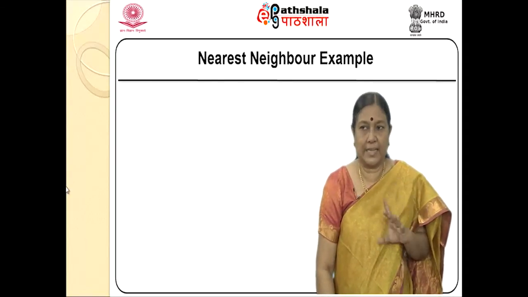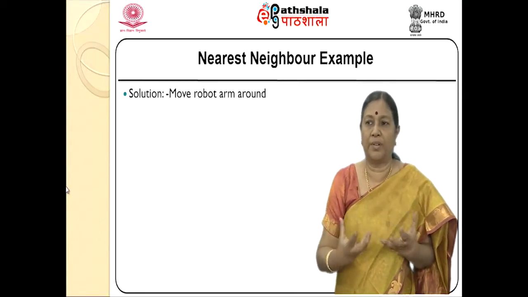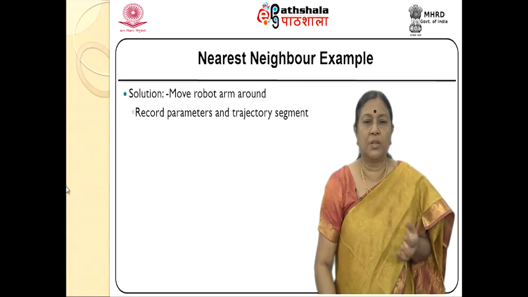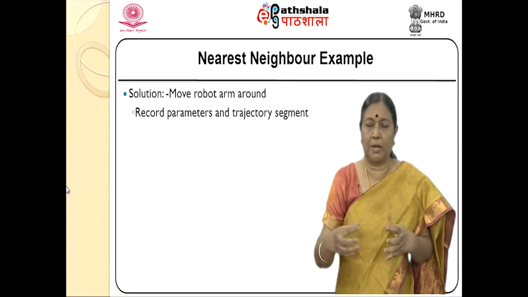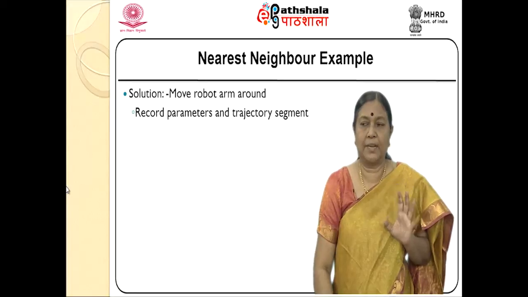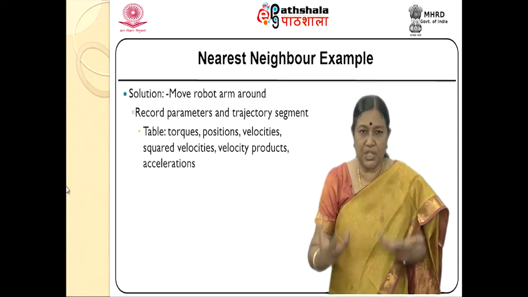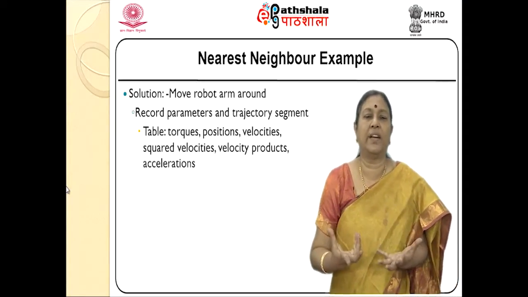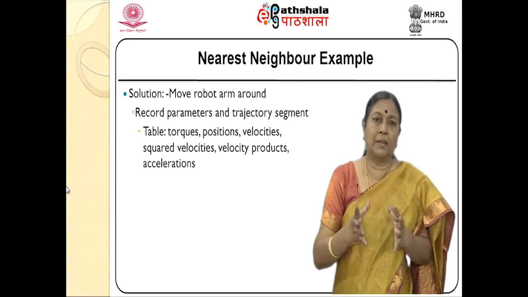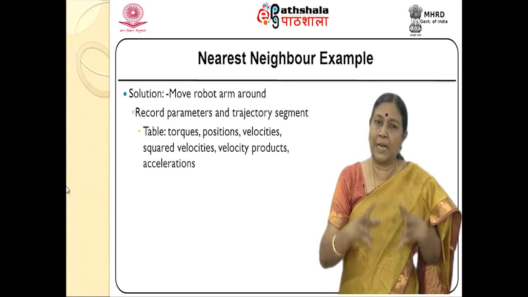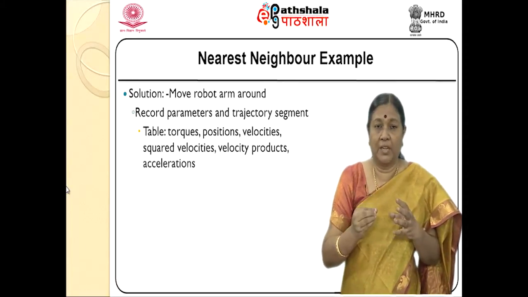Okay. Now, let us take an example for the nearest neighbor. Suppose I want to move the arm of a robot, that is the solution I want. You record all the parameters of the robot arm and the trajectory segment. That is your labeled instance. The table could contain torques, positions, velocities, squared velocities, velocity products, and accelerations. As a machine learning person, one of the design parameters is what attributes you are going to have for every instance of the data point. That is very important.